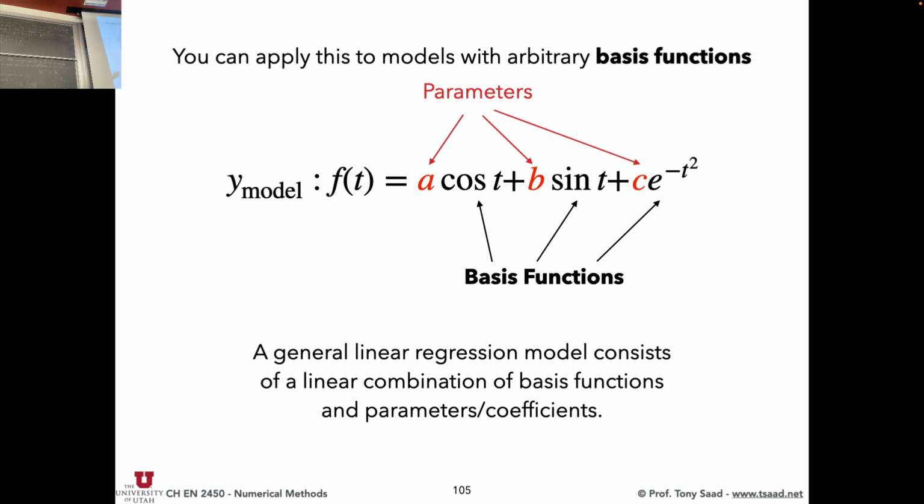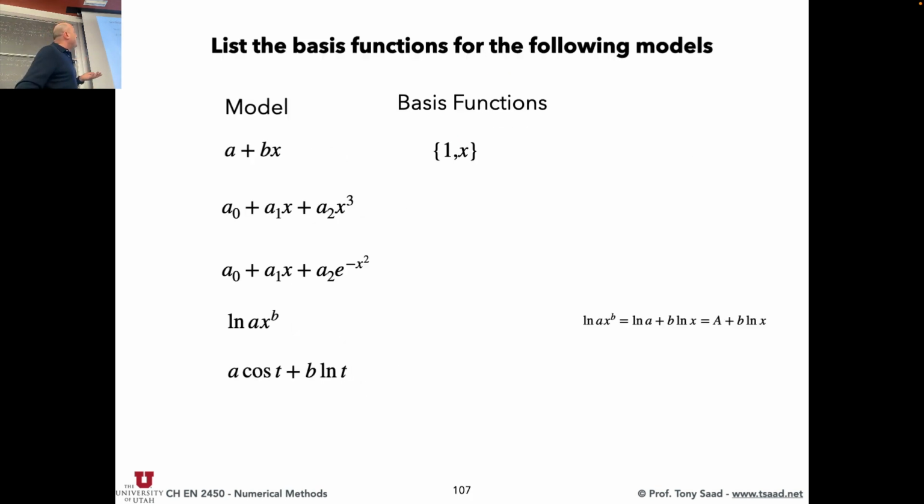So in this case, cosine, sine, and x e to the minus t squared are all basis functions. The parameters are multiplying those functions, and they show up linearly. And if you remember also this slide from interpolation, where I list the basis functions for different models, a plus bx basis functions are 1 and x, a naught plus a1x plus a2x cubed basis functions are 1, x and x cubed. Same thing here for this one, a naught plus a1x and a2e minus x squared. The basis functions are 1, x, e to the minus x squared. So we know how to do this, okay?